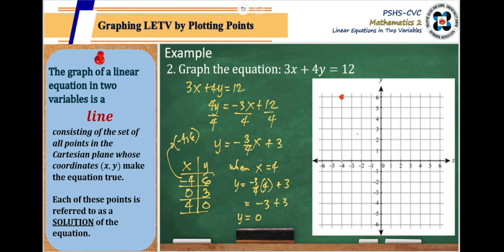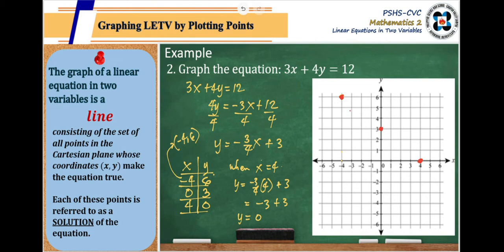Now another point on the line is the point 0, 3. So where is that point? 0 on the x and then 3 units up from the x-axis. So we have this point 0, 3. And then the third point is the point 4, 0. Since the y coordinate is 0, that point should be located on the x-axis. So where is that point? This is the point with coordinates 4, 0.